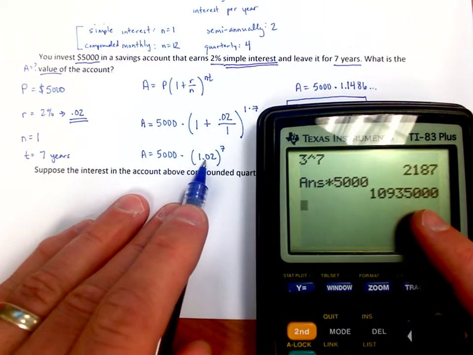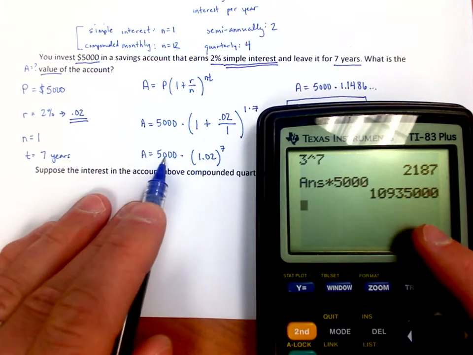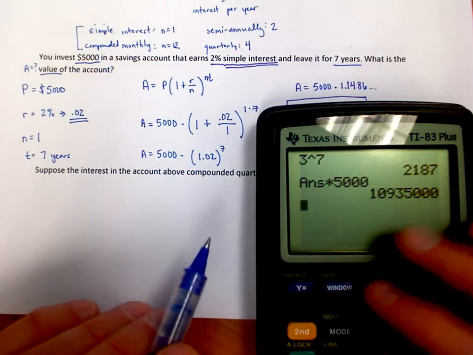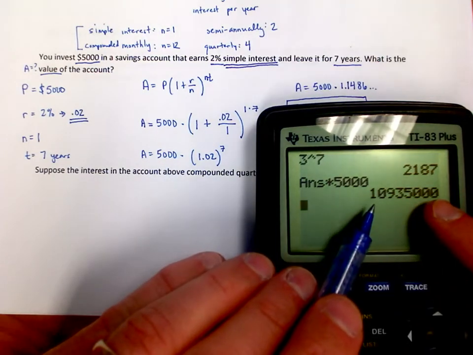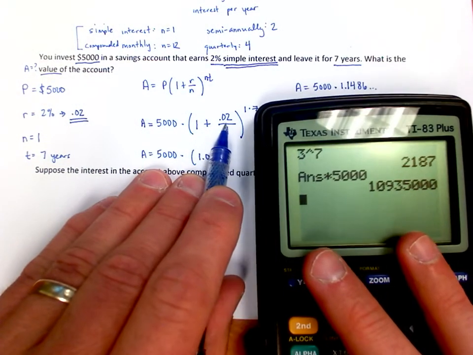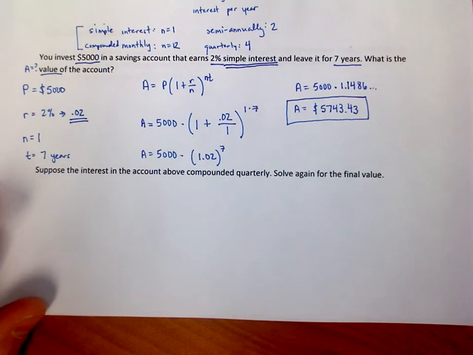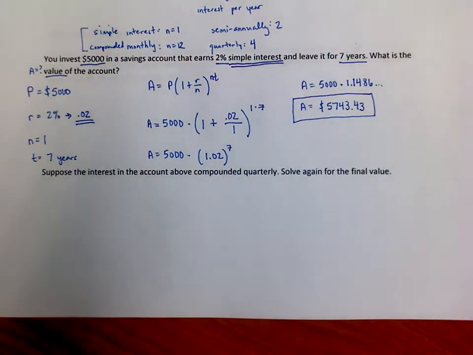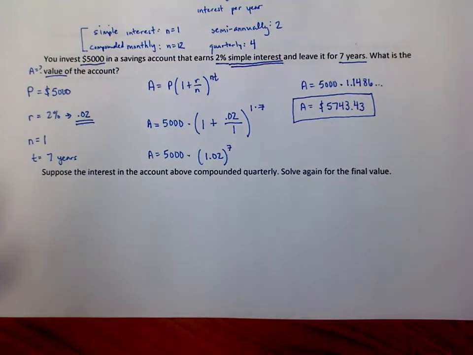Listen, if you could have $10 million in your bank account by putting in $5,000 and leaving it for 7 years, don't you think we'd all be doing that? So that should be a huge hint to you. If you ever get a huge number out of your bank account, you did something wrong. Most likely, you forgot to convert that to a decimal. That makes a huge difference, doesn't it? All right, so let's redo it. Let's do the next problem, and then I'll stop this video and we'll go on to another one.